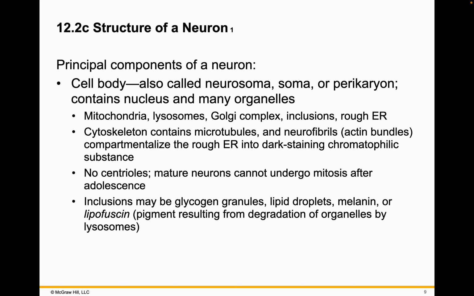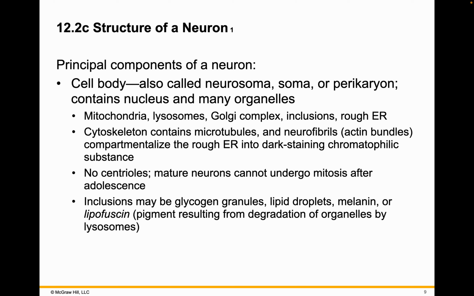The principal components of a neuron include the cell body. It's also called the soma, the neurosoma on occasion, or the perikaryon, which means around the nucleus. The cell body is where you find the nucleus and many organelles. There will be mitochondria here, lysosomes, Golgi complex, inclusions if they're there, and rough endoplasmic reticulum.